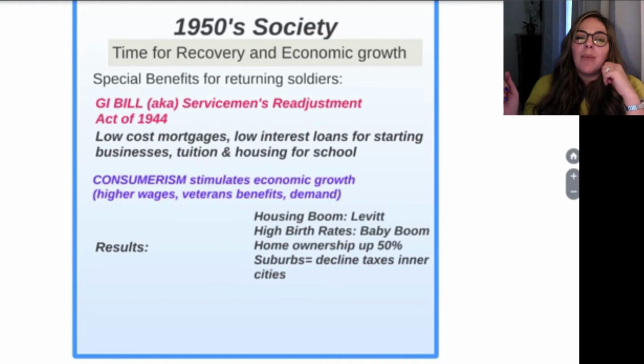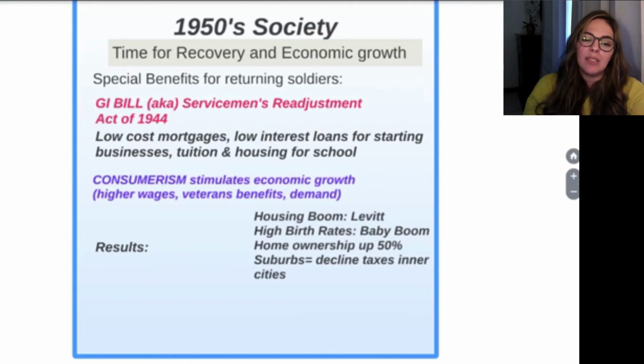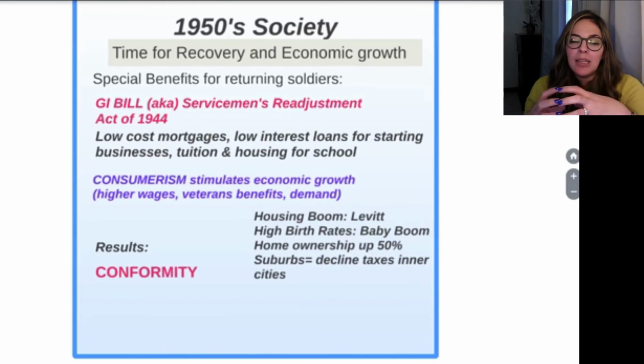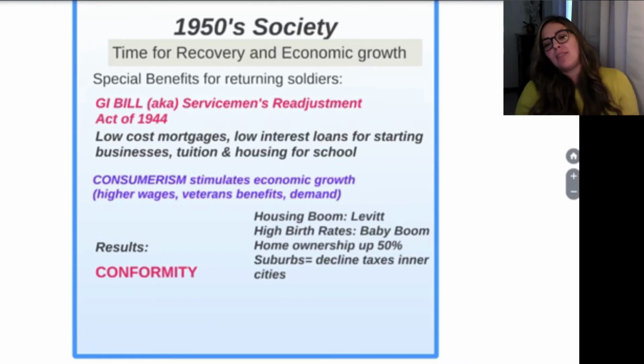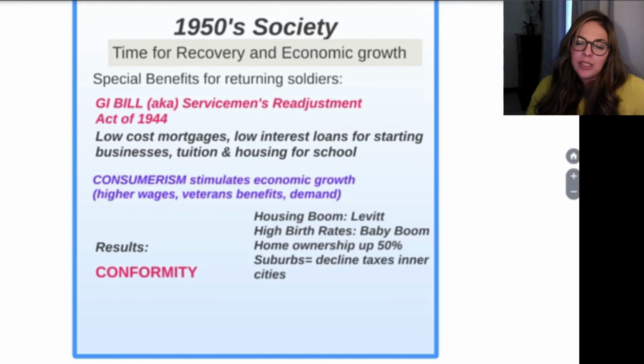What that means is that people are paying taxes outside of the cities because they live outside of the cities. So all of that money is going to be leaving the inner city, meaning that there's less money for schools, there's less money for police, and ultimately what happens here is there's going to be a decline in the quality of life inside of the city. And by the way, who's living in the inner cities? It's mostly minorities and African Americans, right?